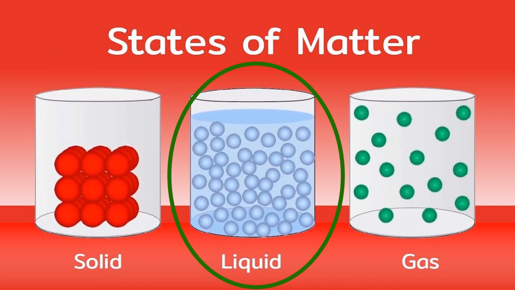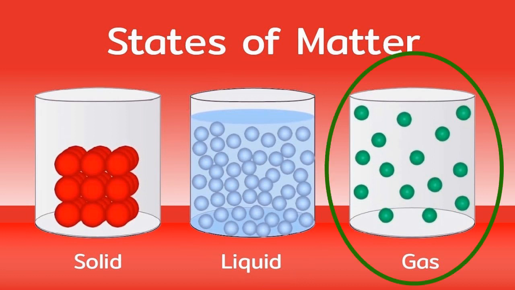Liquids. A liquid is matter that has a definite volume but no definite shape. The particles of a liquid can move by gliding past each other. A liquid will take the shape of its container. A liquid keeps a definite volume.